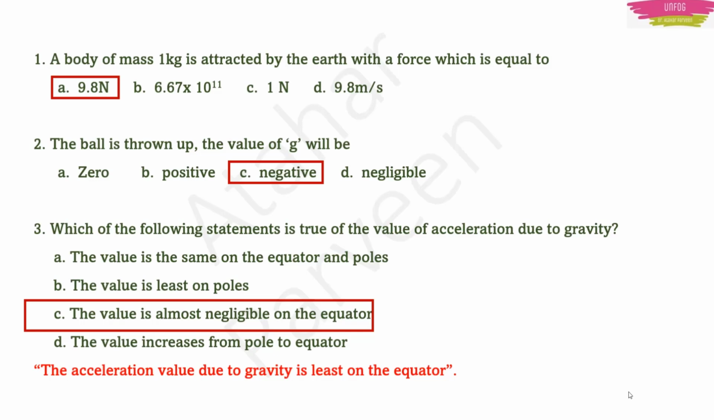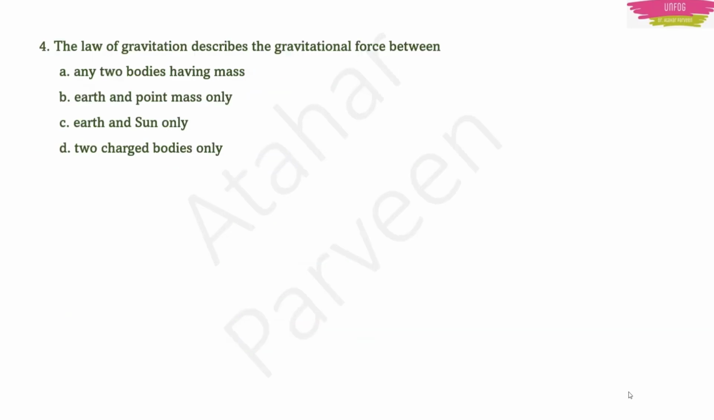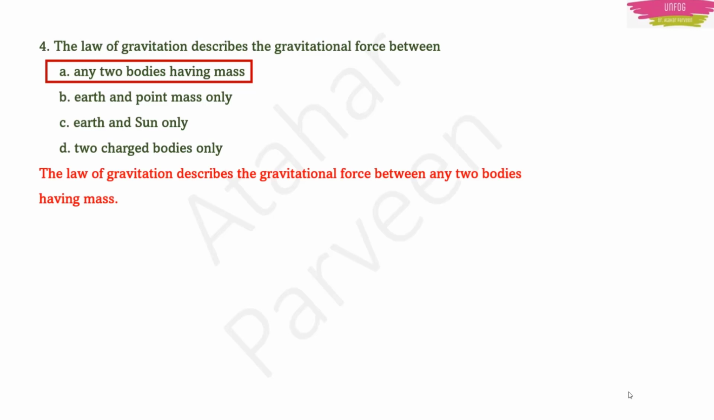Okay. Let's move on. Question number 4. The law of gravitation describes the gravitational force between. Now we know it very easily, right? After attending this class, all of you can answer this question. It will be any two bodies having mass. Any two bodies, if they have mass m1 and m2, then you will have gravitational force between them. Okay. So option A will be the right answer, because the law of gravitation describes the gravitational force between any two bodies having mass.